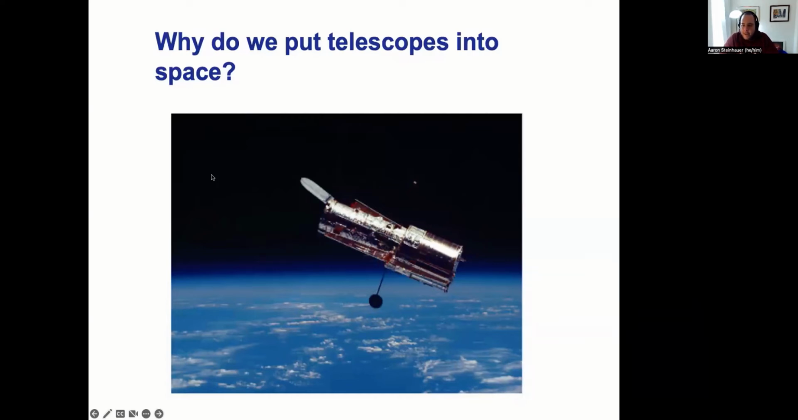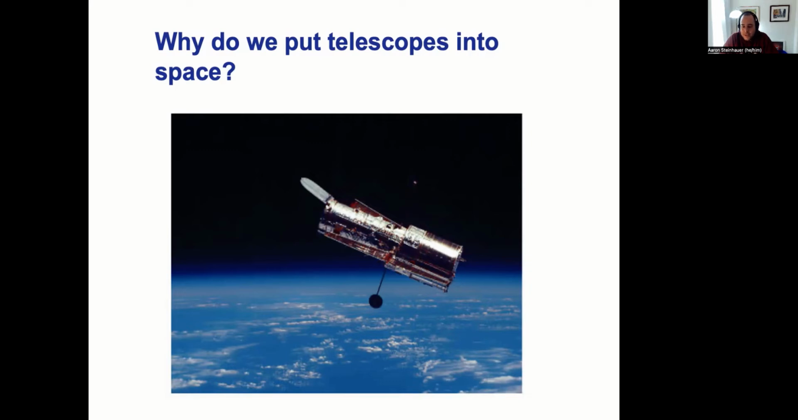Hello, welcome back. Continuing our discussion about telescopes in chapter 7 of the OpenStax astronomy textbook. And we're interested now in addressing the question of why would you put a telescope in space? I mentioned it in the last video. It's much cheaper to build a telescope and put it on the ground, like orders of magnitude.